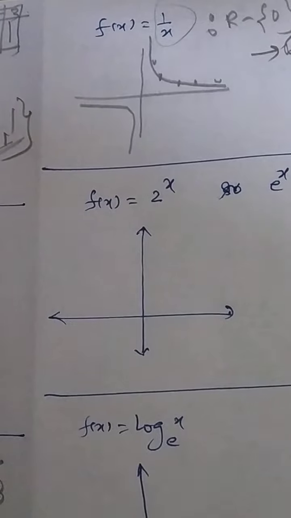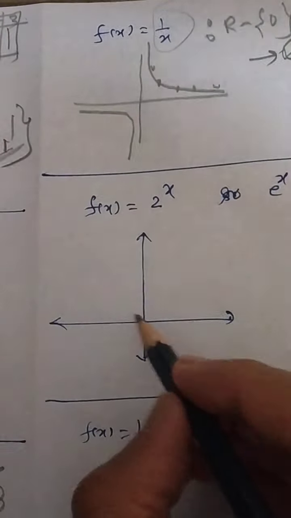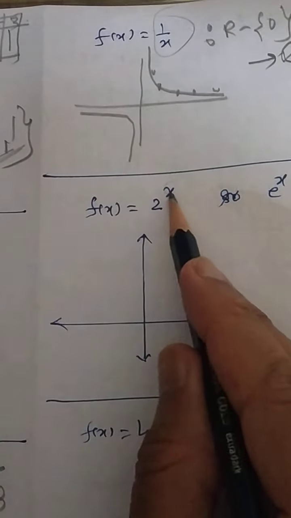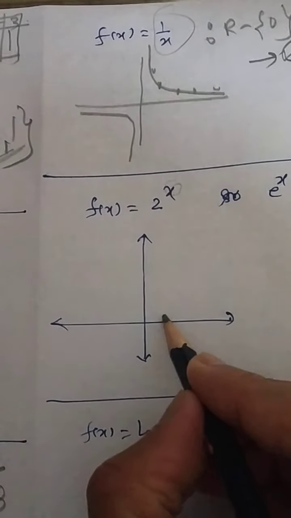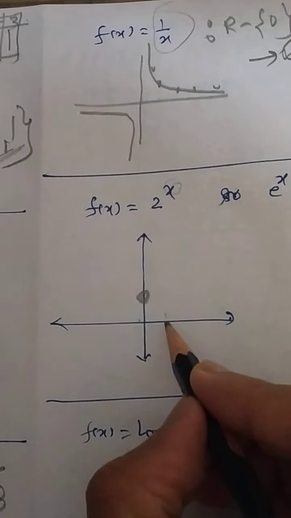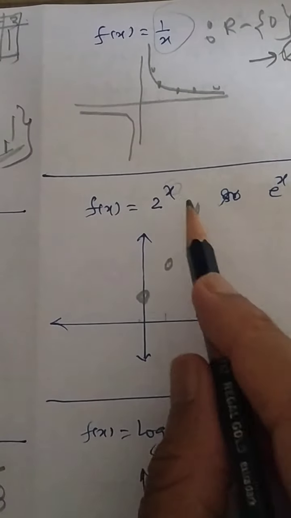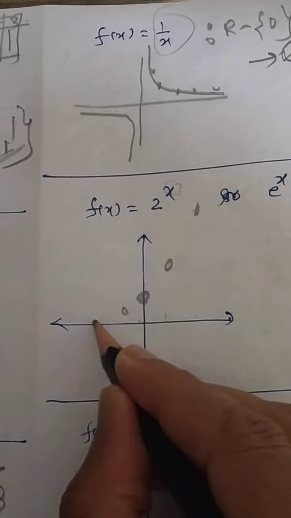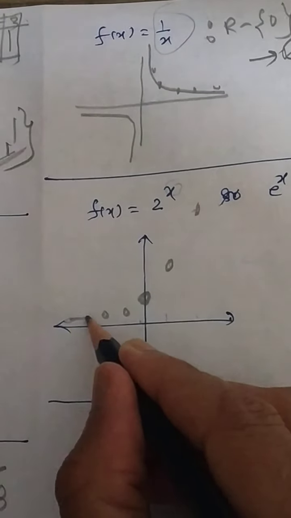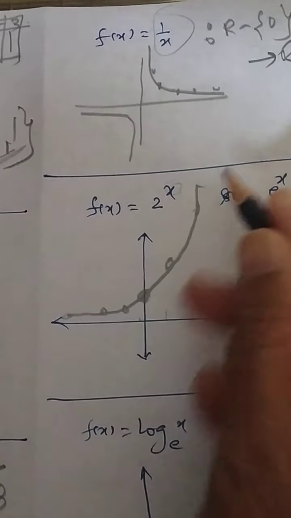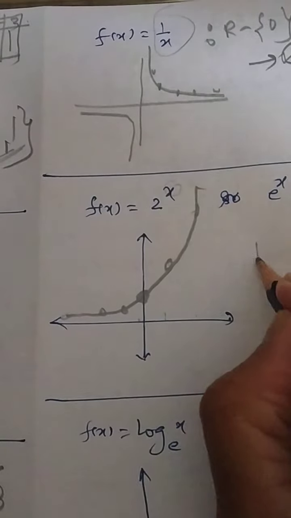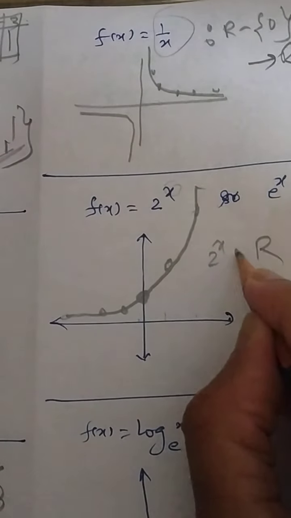2 raised to power x, the power function. Here if I write 0, then for 0 the answer is 1. For 1 the answer is 2. For 2 the answer is 4. For minus 1 it is half. Something like this. So the graph comes tangentially here and goes upward. The domain will be everything, R. 2 raised to power x is defined for R.